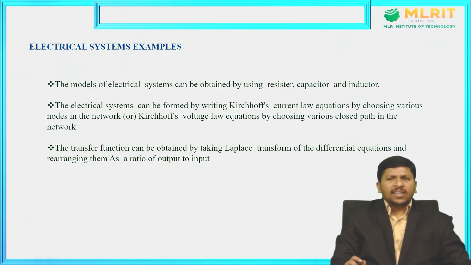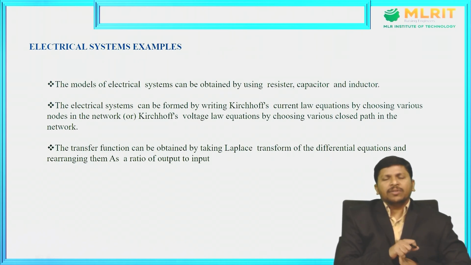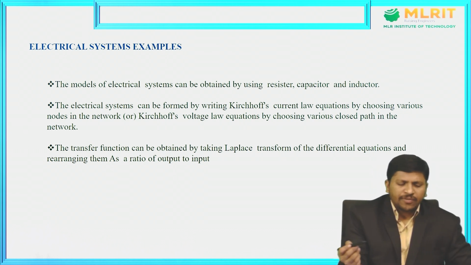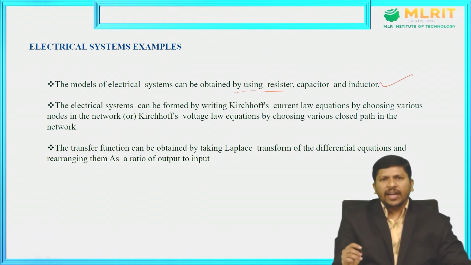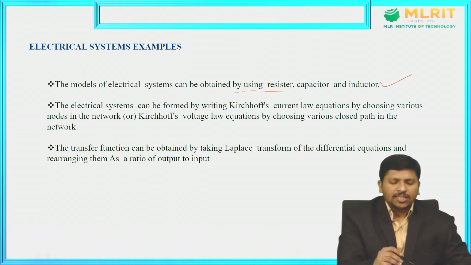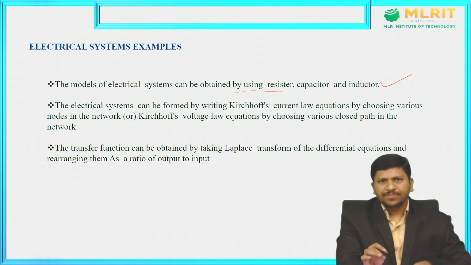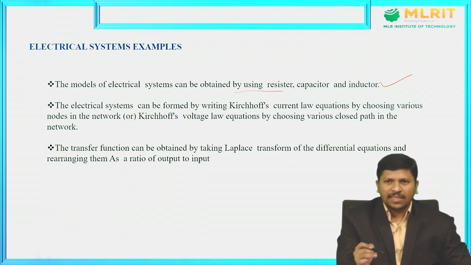Any electrical system can be obtained by using a resistor, capacitor and inductor. By using these three, we can design any electrical system. The models of electrical systems can be formed by writing Kirchhoff's current law, KCL, or Kirchhoff's voltage law, KVL. For KCL, we choose the various nodes. For KVL, we choose the complete closed path.